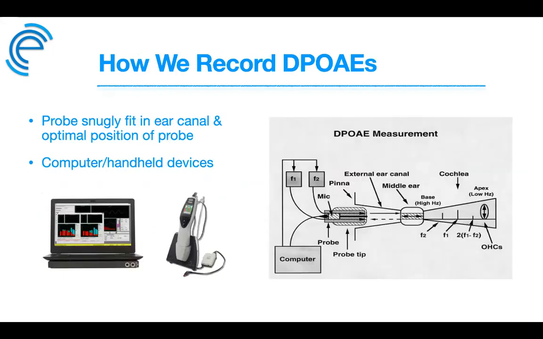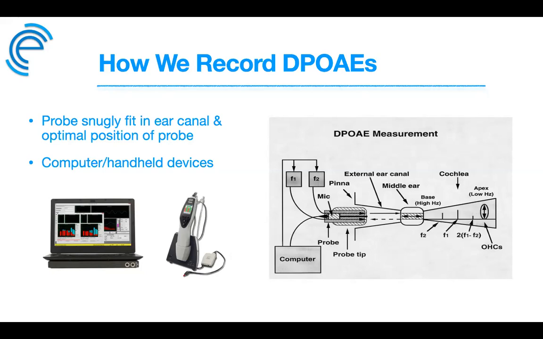So how do we record them? Well, there's a probe that has to be fit snugly into the ear canal, and the stimulus is going to be generated by the loudspeaker from the probe assembly. The stimulus is going to cause the tympanic membrane to vibrate, and these vibrations are going to be transmitted through the middle ear ossicles and oval window to the cochlea. As a result, we're going to have a traveling wave in the cochlear fluid, the perilymph, and along the basilar membrane.